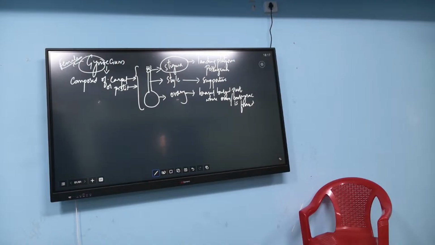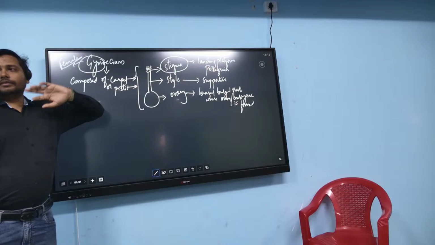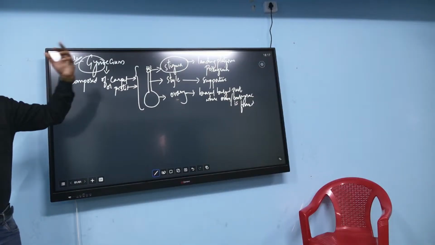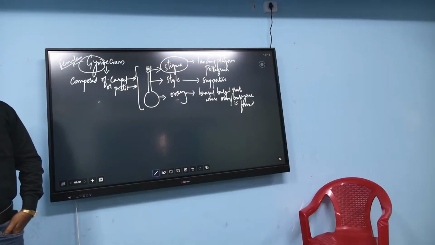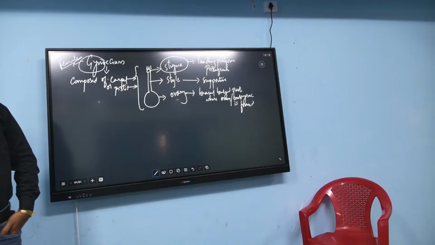So here, stigma we will discuss later. First we need to study the ovary. When we opened the anther, inside the anther we were able to see microsporangia. Inside the microsporangia, sporogenous tissue, then microspore mother cell, then microspores, then finally pollen grains. Inside the pollen grain, two cells, very important: vegetative and generative, and the generative produces two male gametes. That was male, no?